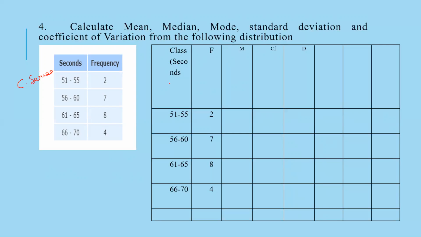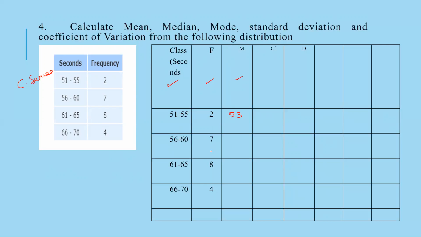Whatever is given is the class, and the frequency is also given. You need to calculate the mid value. So for 51 to 55, what will be the middle value? We know it is 53.